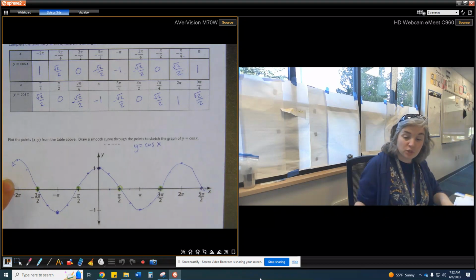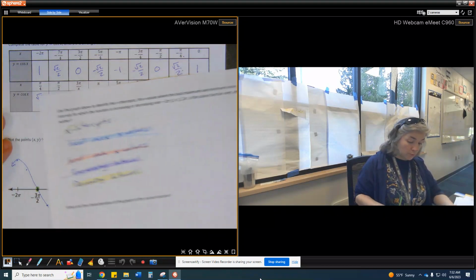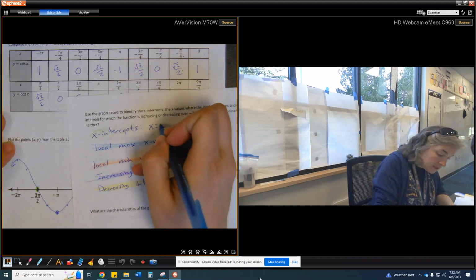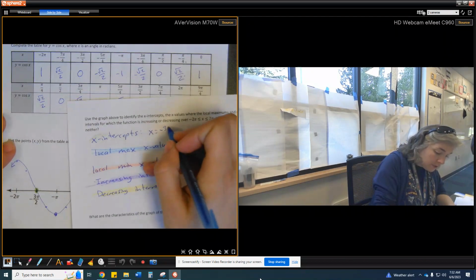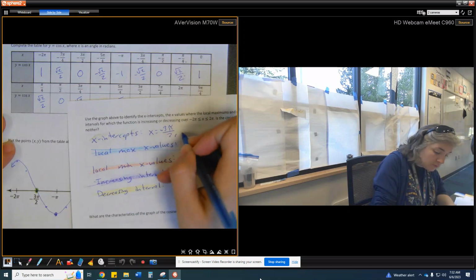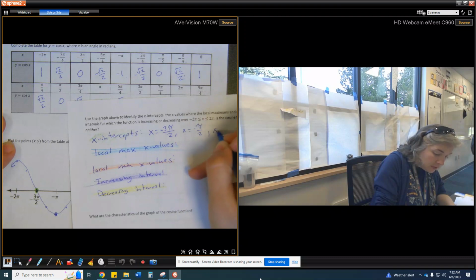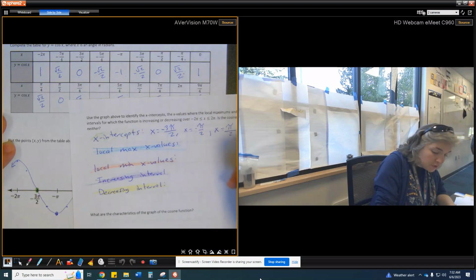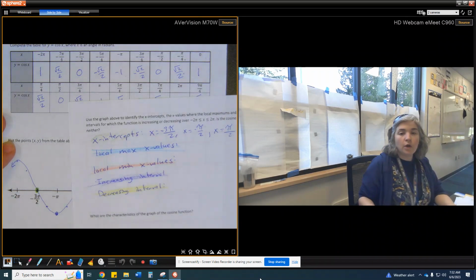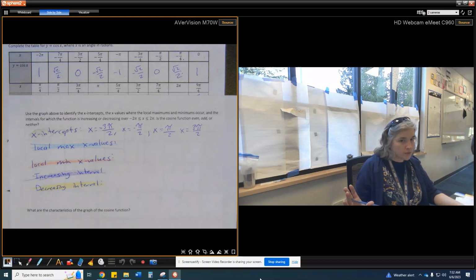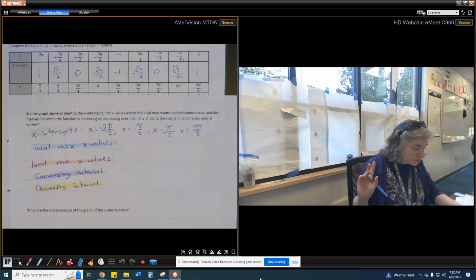How many x-intercepts do we have? Well, we have 4 of them. Where do we have them? We have them at x equals negative 3 pi over 2, x equals negative pi over 2, x equals pi over 2, and x equals 3 pi over 2. Okay, so you're probably noticing some patterns. Great, hold on to those. We're going to come back to it in just a second.